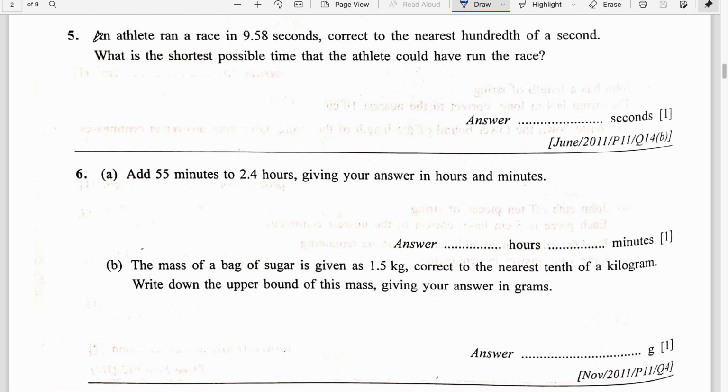Question number 5. An athlete ran a race in 9.58 seconds correct to the nearest hundredth of a second. So hundredth of a second means 0.01. So it would be plus minus 0.005, half of that. What is the shortest possible time? So 9.58 minus 0.005, and your answer is 9.575.